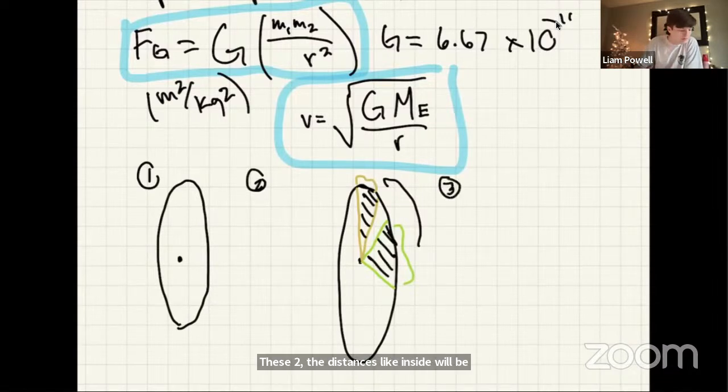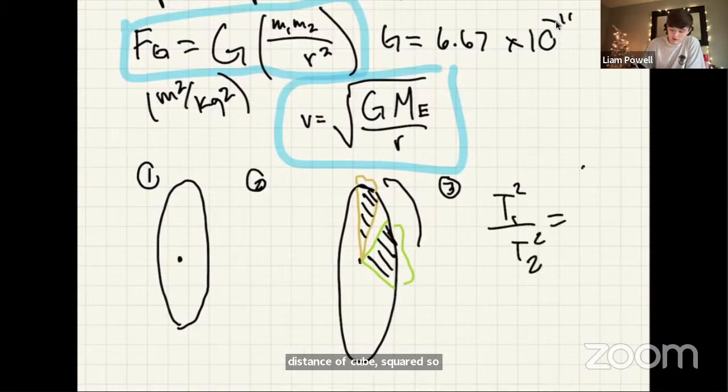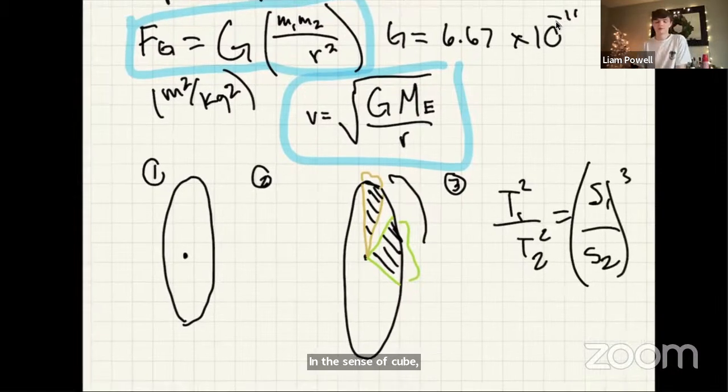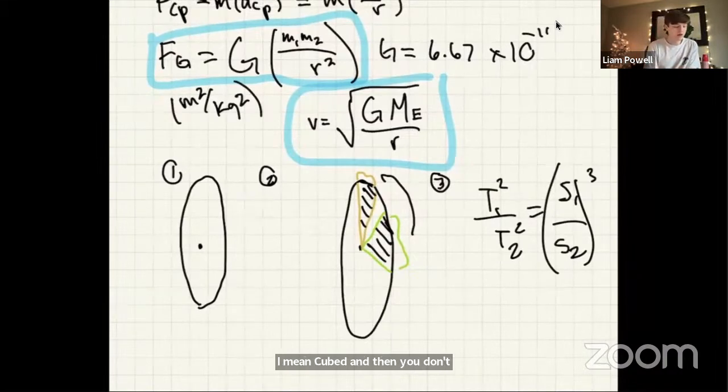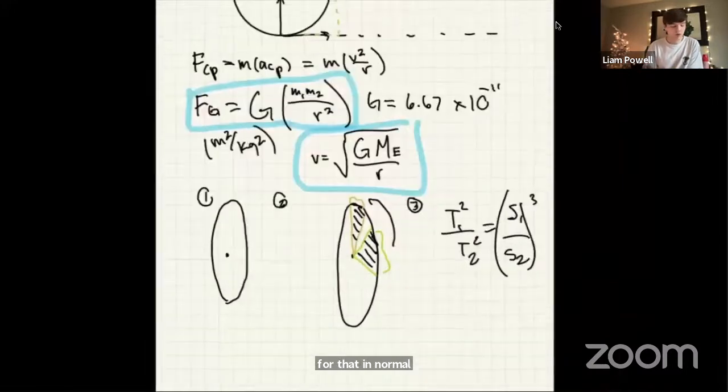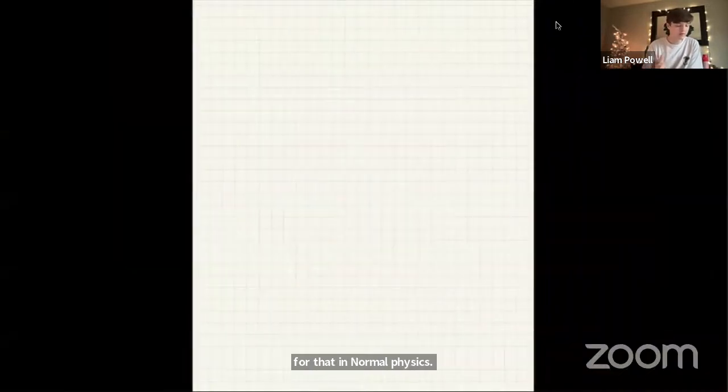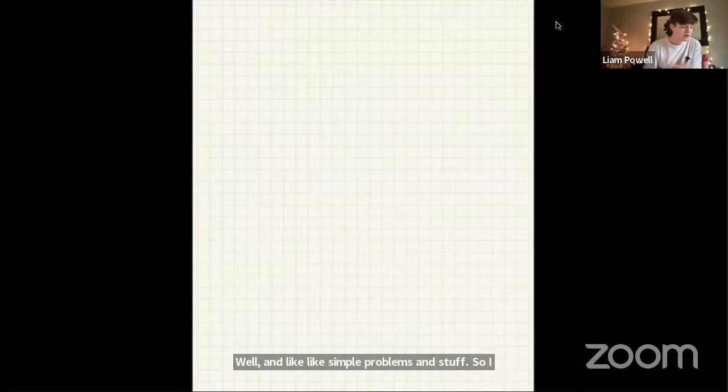And then the third one: the ratio of periods squared is equal to the ratio of mean distances cubed. You don't really find a lot of use for that in normal physics, well, except in example problems and stuff. So I have a lot of different formulas that I can write down right now.